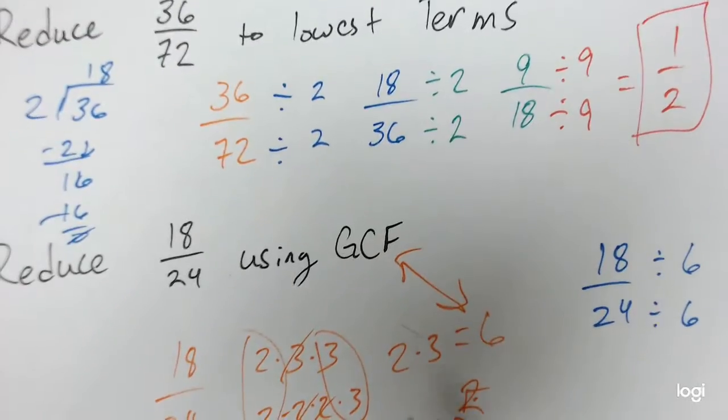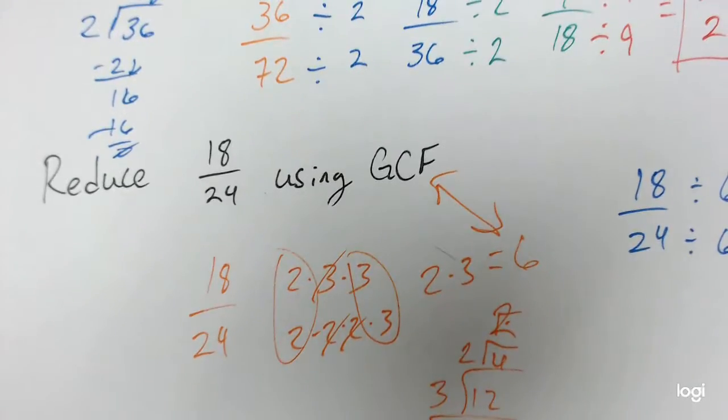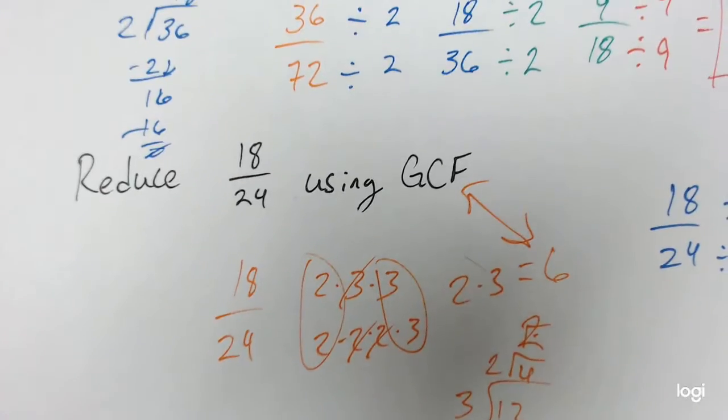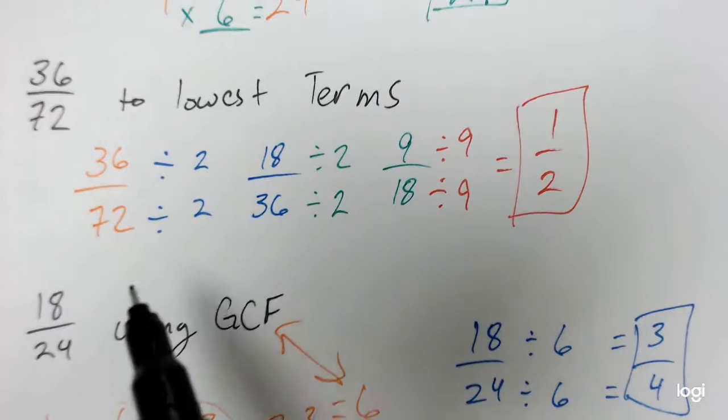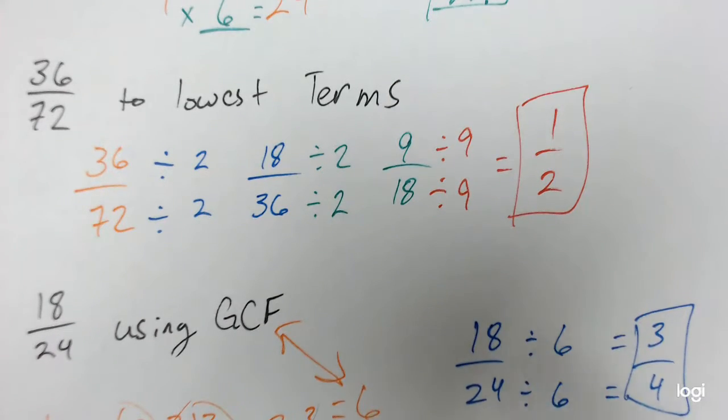So if you get very good at finding the greatest common factor, which you're going to, you can save yourself some time, divide once instead of dividing 1, 2, 3 times, or sometimes 4, 5, 6, depending on how long it takes you.